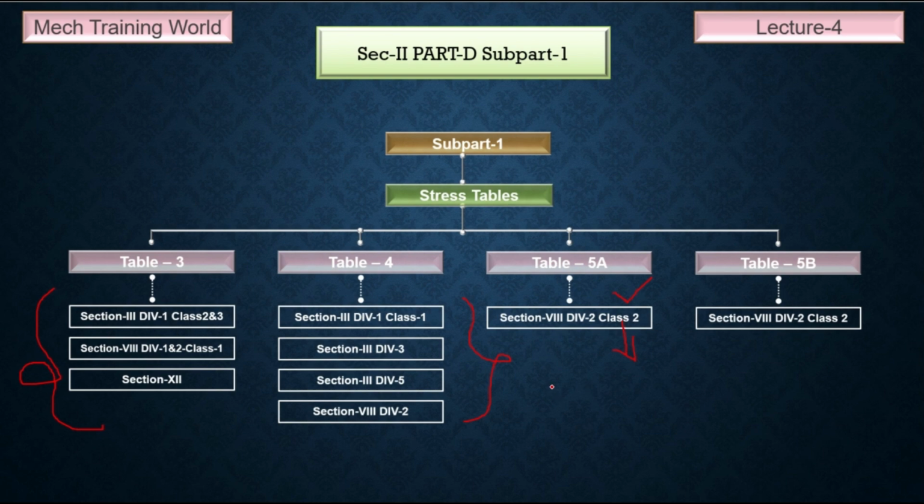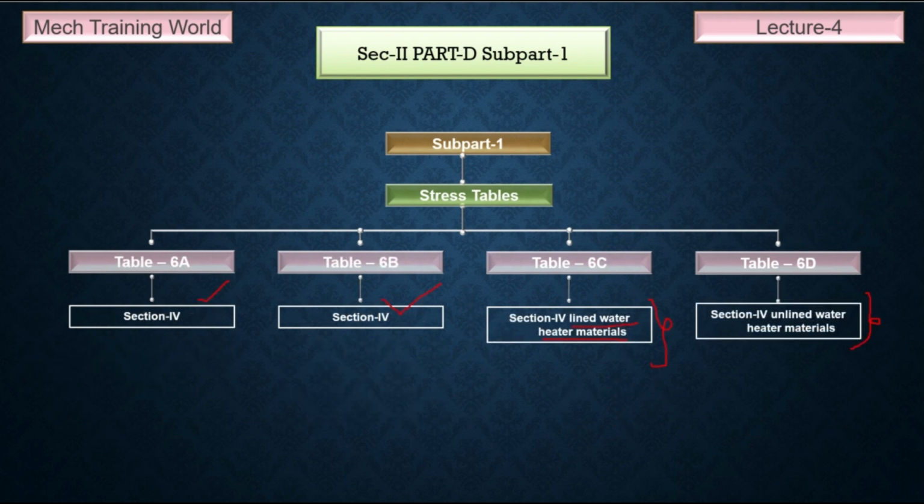This class 2 is FEA analysis, guys, finite element analysis. So we will find the thickness by finite element analysis for ferrous and non-ferrous materials. And next one we have 6A, 6B, 6C, 6D. It is for section 4 only. A means ferrous, B means non-ferrous, C means lined water heater materials, and D means unlined water heater materials. So if you work in this application, you will go to this table 6C and 6D.